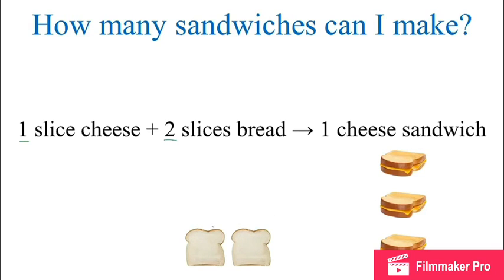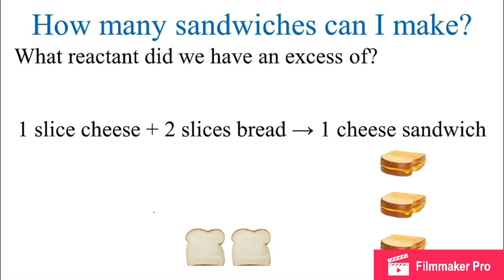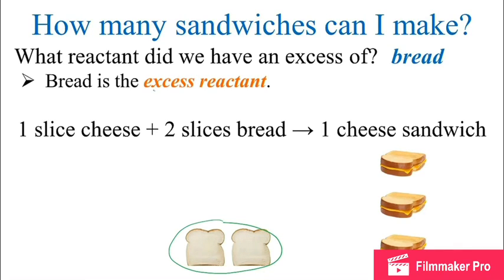Notice we still have some bread left, even though we used up all of the cheese. So what reactant did we have an excess of? We had more than enough of the bread. So bread is called the excess reactant. Again, the reactant you have more than you need is the excess reactant.